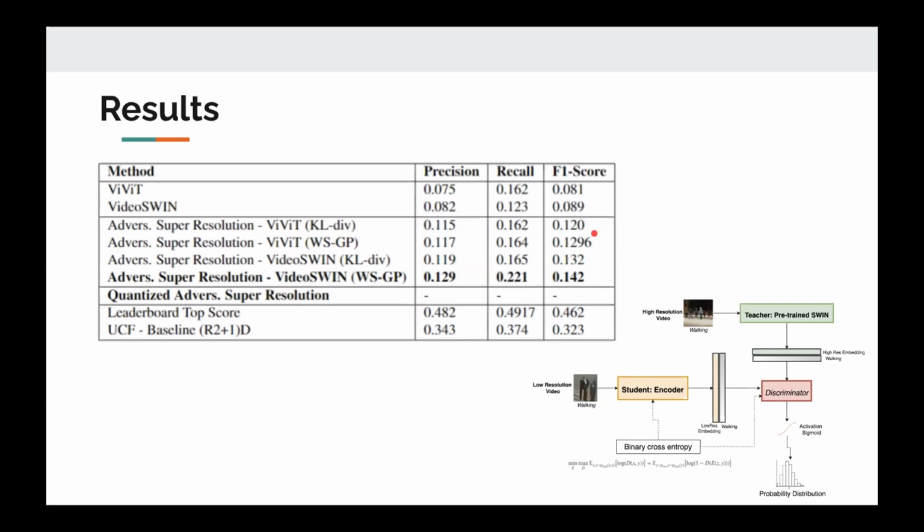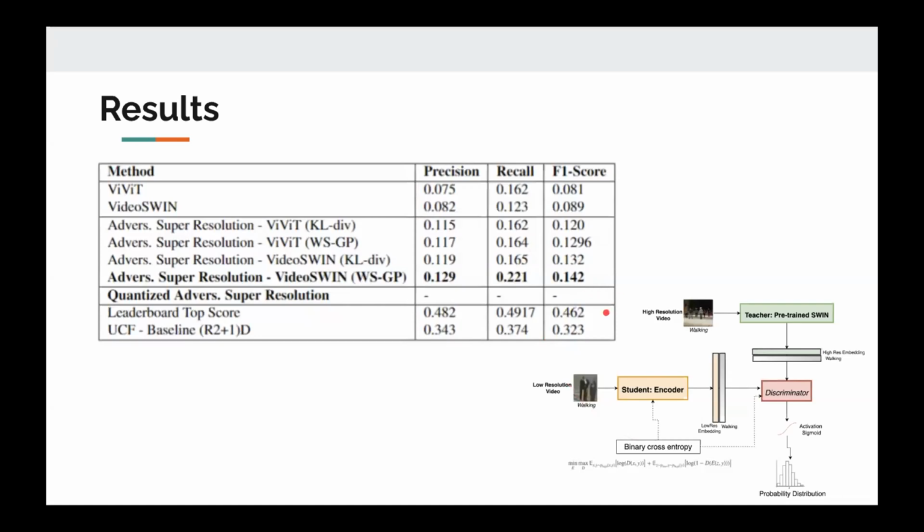Then in order to boost these scores a little bit more, we experimented around with this architecture. And since the teacher was a video swin network, we assumed that a student should have an equal amount of learning capacity to make this framework perform well. So we made the student network a video swin as well. That gave us an improvement of almost 1% in our F1 score. And then with a better training setup, we got the best F1 score of 14%. So this was the best F1 score that we got so far.